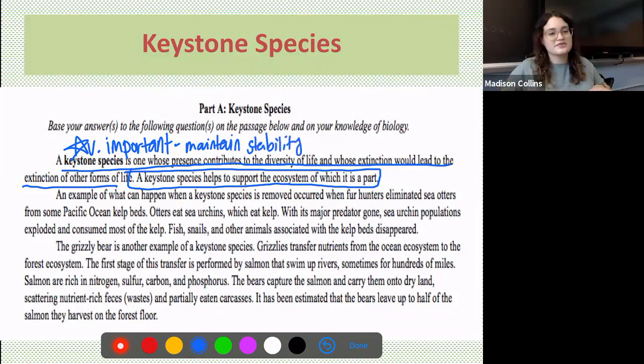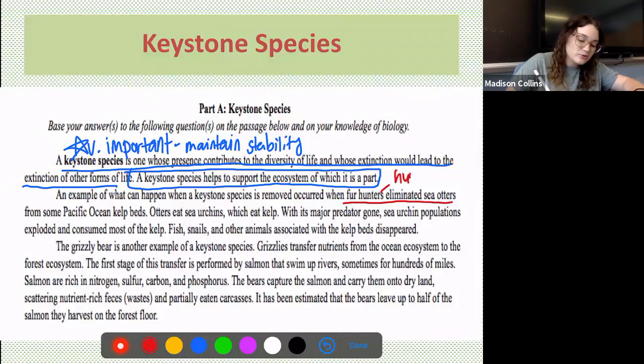And we'll look at some examples of this in just a minute, including an example of what can happen when a keystone species is removed, which occurred when fur hunters eliminated sea otters from some Pacific Ocean kelp beds. Now, when we're seeing this word fur hunters, that means we're talking about humans who came in and decided to hunt these sea otters for their fur. Otters eat sea urchins, which eat kelp. With its major predator gone, sea urchin populations exploded and consumed most of the kelp. So because of this, fish, snails, and other animals associated with the kelp beds disappeared.